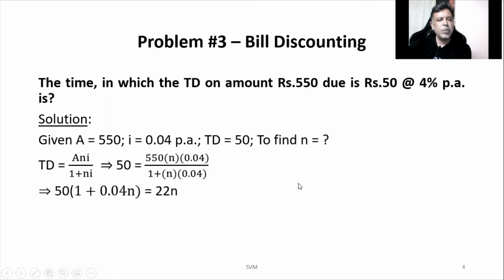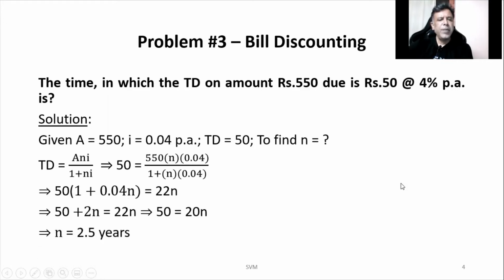Then when we do cross multiplication, we get 50 times 1 plus 0.04 times n is 550 into 0.04, which gives you 22. So it is 22 times n. Simplifying that, we get 50 plus 2n is equal to 22n, which means 50 is equal to 20n, or n is 50 by 20, which is nothing but 2.5 years. Let us move on to the next question.